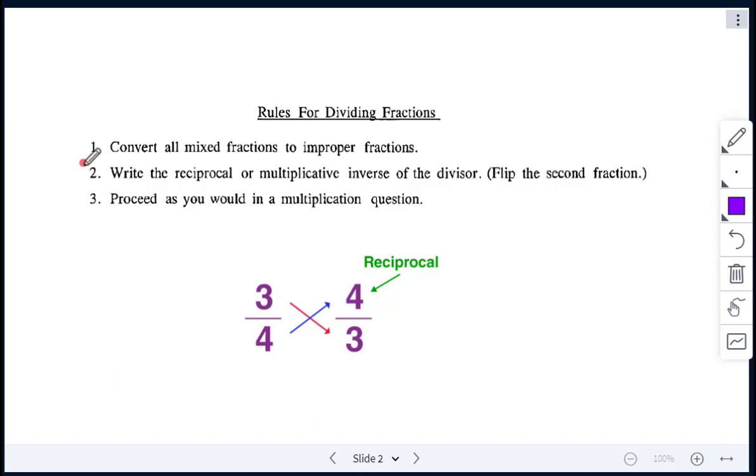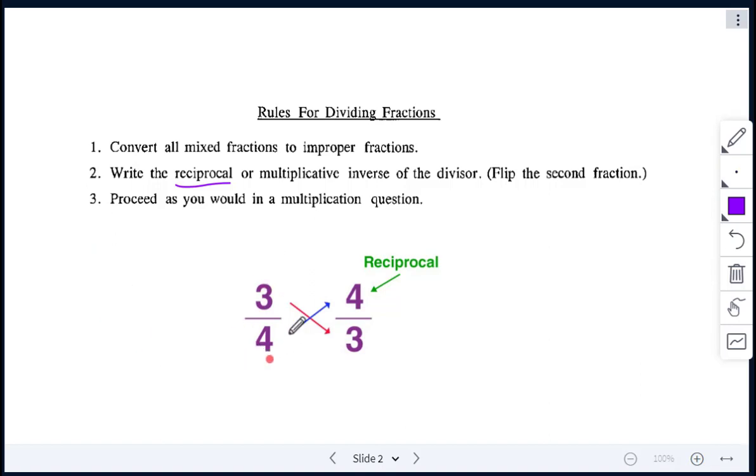The second rule is we are going to write the reciprocal or the multiplicative inverse of the divisor. That basically means we're going to flip the divisor, or our second fraction. After you've done the flipping, then we just proceed as a multiplication question. So let's do some practice of writing reciprocals.